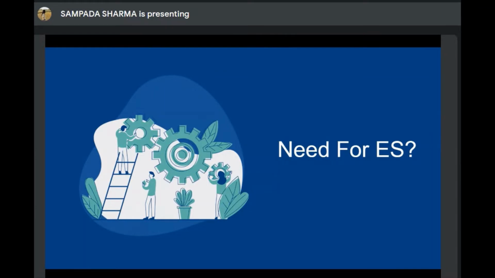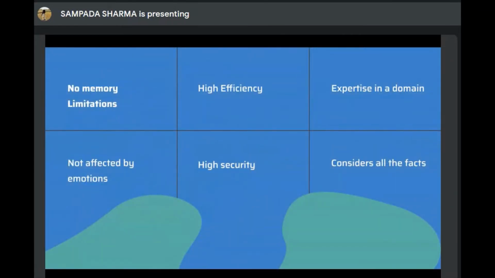What features or characteristics have allowed there to be a need for an expert system? There are a lot of characteristics or features, but I'm only going to give a brief overview of 6 features. So, no memory limitations. It's pretty clear, but an expert system can store as much data as needed, and they can memorize it during applications. Unlike humans, we're not able to memorize as much as we want. We do not have the capability to memorize everything.